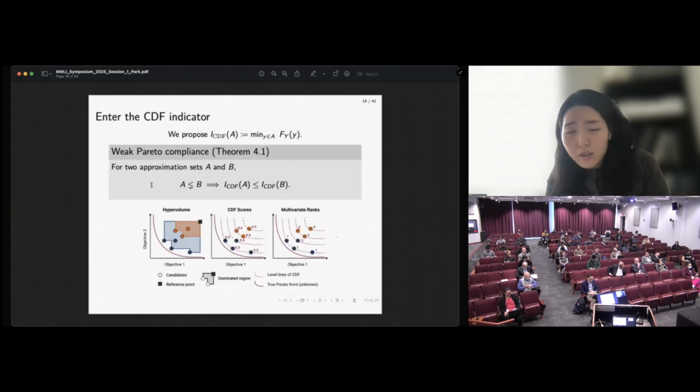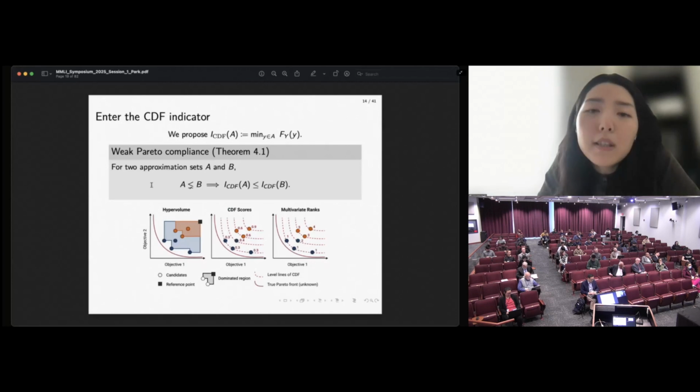We use this connection to define a new CDF-based indicator. The CDF indicator of set A, which could be our approximation set p hat for the Pareto set, is the minimum of the CDF evaluated at each element of A, such that lower scores are better. In our paper, we proved that the CDF metric satisfies weak Pareto compliance, which is a property that makes it useful as a metric.